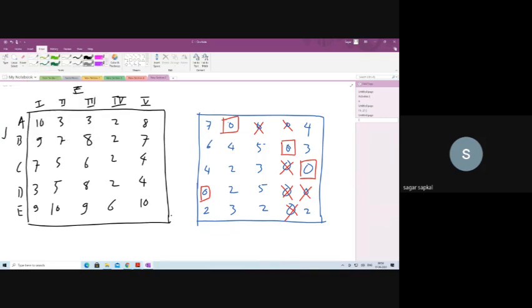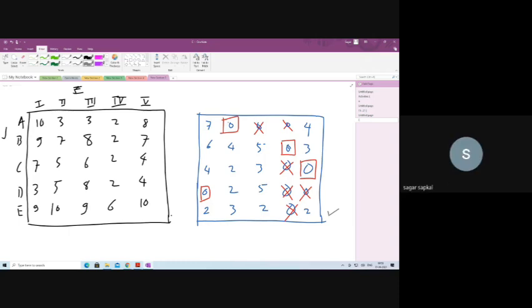Okay, now observe the rows. Mark the row where the assigned 0 is not there. Is there an assigned 0 in the first row? Yes, it is there in the first row. Third has it, fourth has it, in the fifth there is none. So mark this row.